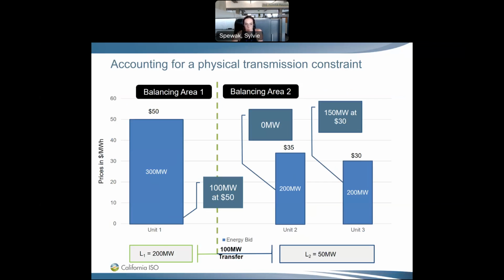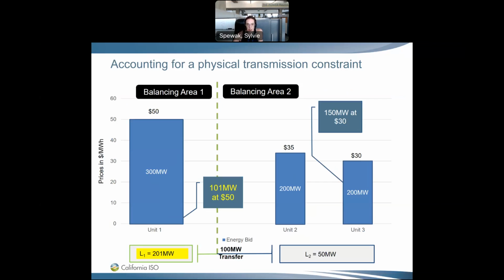In balancing area 1, we currently need 200 megawatts. To figure out what the clearing price is in balancing area 1, we'll increase load there by 1 megawatt, or in technical terms, we'll relax the power balance constraint and see what the shadow price is. So in order to meet the next megawatt of load in balancing area 1, we'll take that from Unit 1. Remember, we've already met our constraint in balancing area 2, so the next cheapest resource that we can physically get to meet load comes from Unit 1.